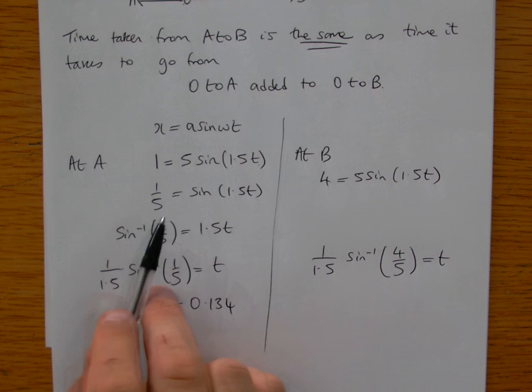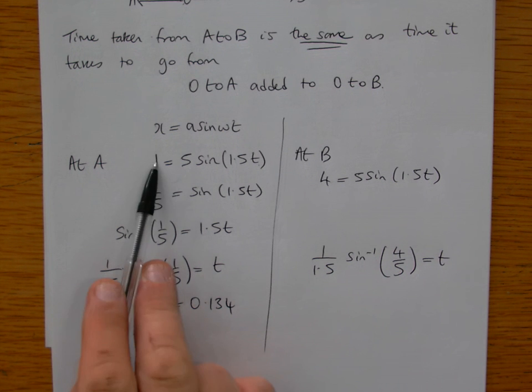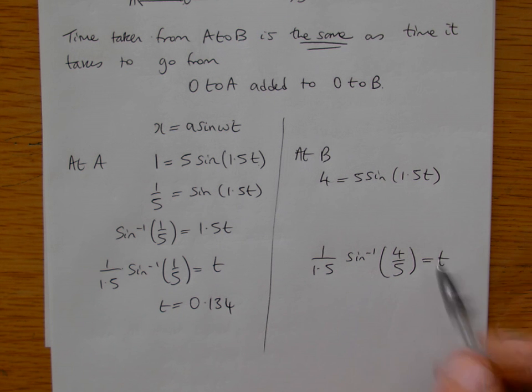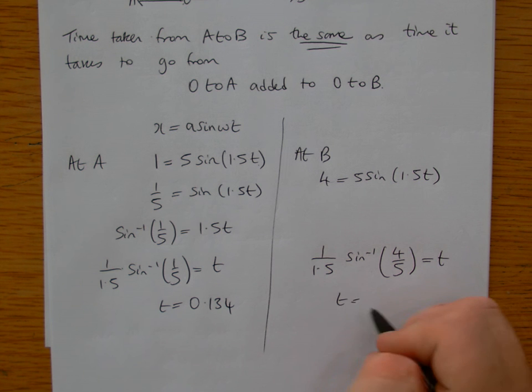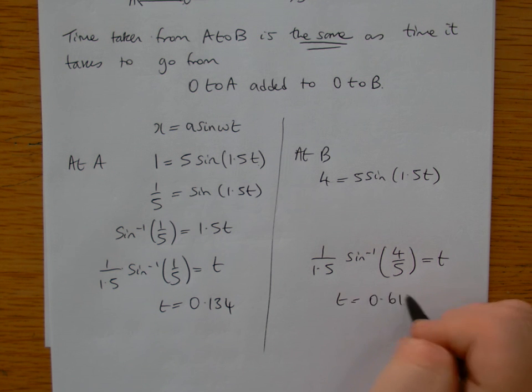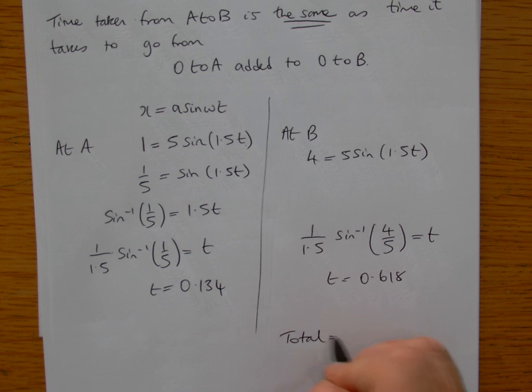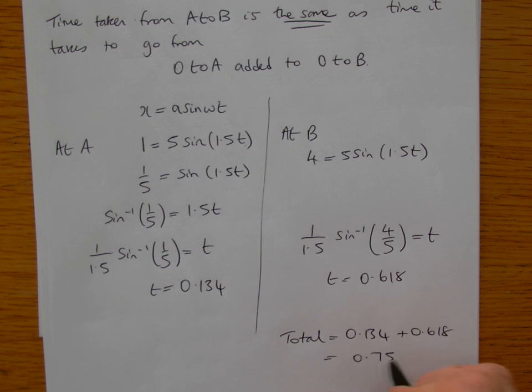Because the 1 there now becomes 4 here. So we write 4 in that, which is what I've got here. So t then comes out to be 0.618. You can see it takes longer, obviously, because it's further. And then you just have to add them up. So the total equals 0.134 plus 0.618, which comes to 0.752 seconds.